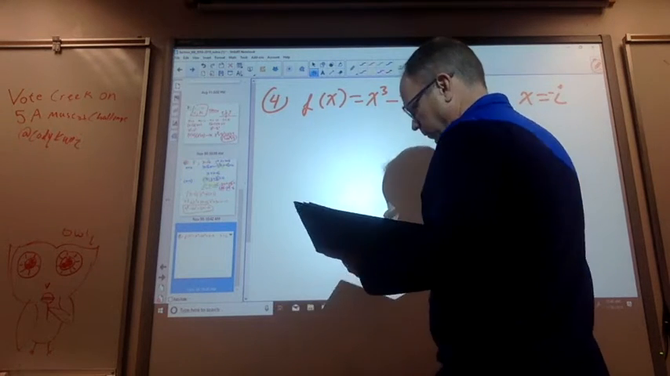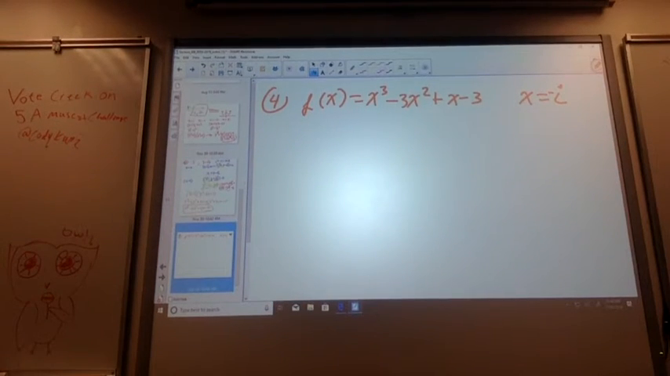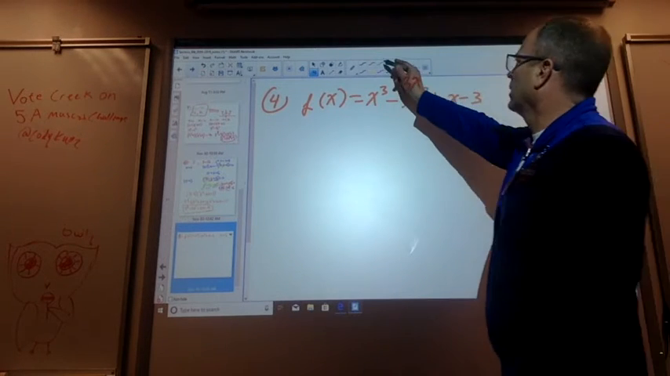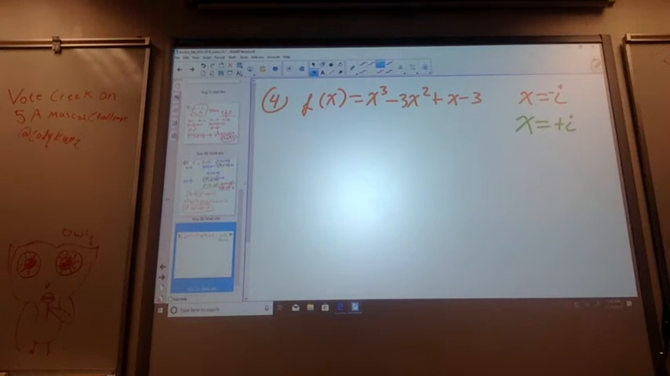Negative i? Is that what it is? Yeah. Okay. One way I'd look at this problem: if you know you have negative i as a 0, what's another 0 guaranteed? Positive i, right? Okay. So I know that I'm also going to have... how many solutions does this problem have? 3 total. Do I have 2 of them already up there? Yeah, I have positive i and negative i.